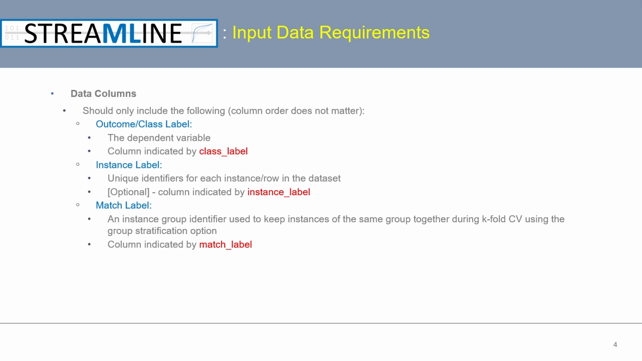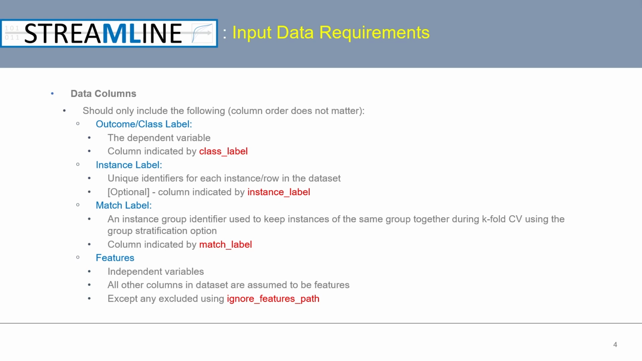The third is the match label, which is an instance group identifier used to keep instances of the same group together during k-fold cross-validation, specifically when using the group stratification option. This column is also optional, and its value can be indicated by the run parameter match label.